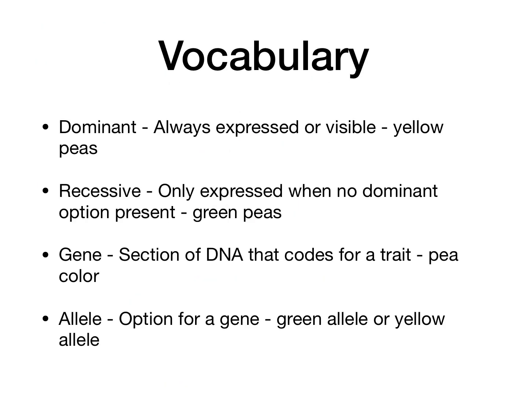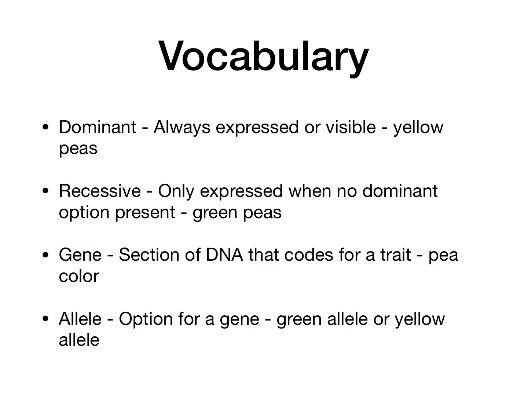So here's some vocab: dominant, recessive, gene, and allele. Dominant alleles mean that they are always expressed, and yellow peas is an example. Recessive allele means it's only expressed when there's no dominant option present. So to be green, there has to be no yellow allele present. And then gene and allele are 2 vocabulary terms that we learned last unit.